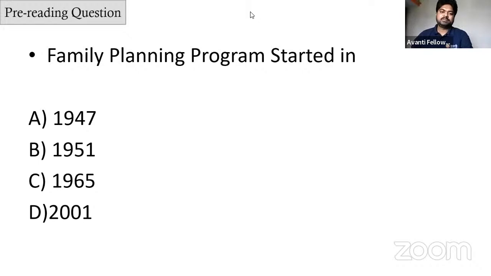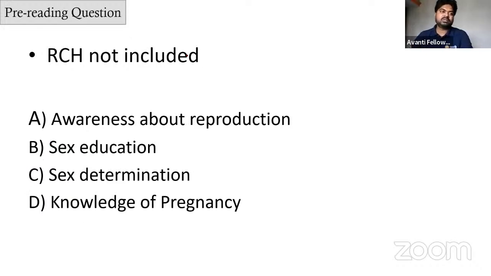Okay, I end the poll and this is your result. Maximum people chose option B, and obviously option B is the correct option. That is 1951 is the year. From this year, the Indian government started the family planning program. So India is the first country in the world to start a family planning program. Going forward, next question.